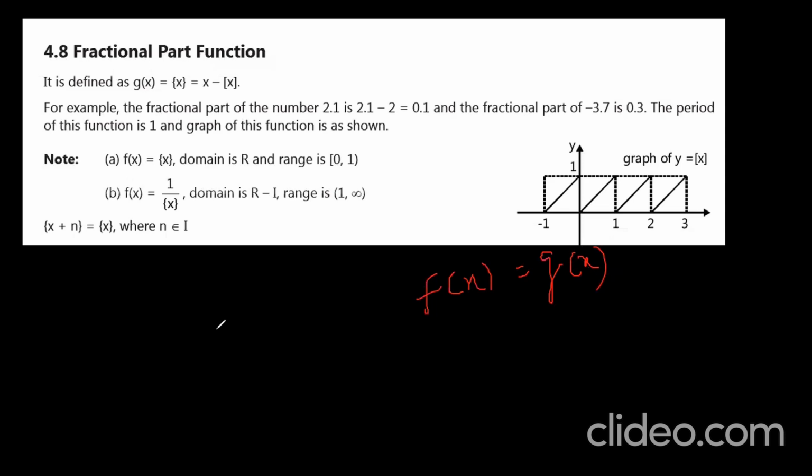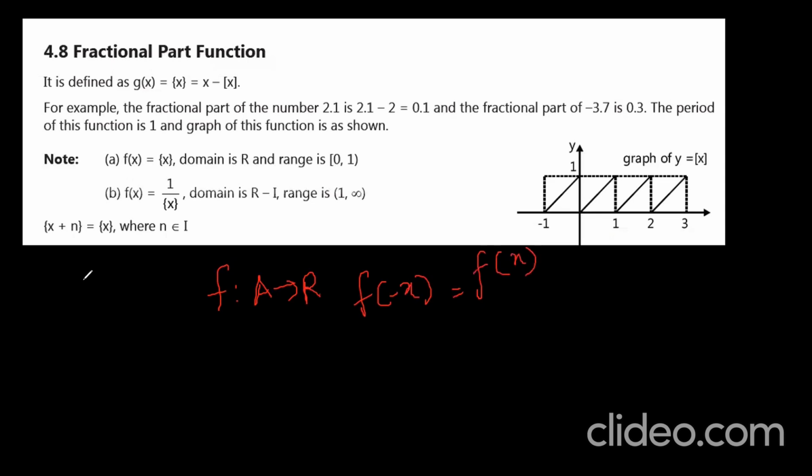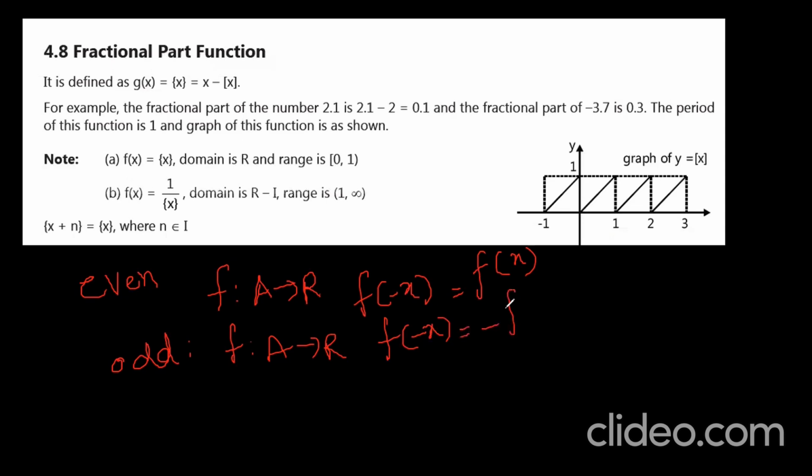And then even and odd functions. What is an even function? F maps A into R is said to be an even function if f of minus x is equal to f of x. This is an even function. And what is an odd function? F maps A into R, the same thing, f of minus x is equal to minus f of x, for all x belongs to A. So these are even and odd functions.